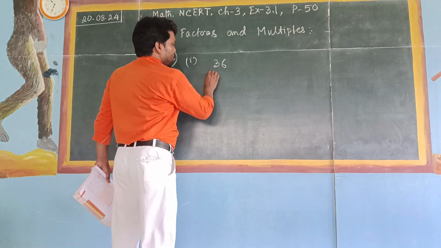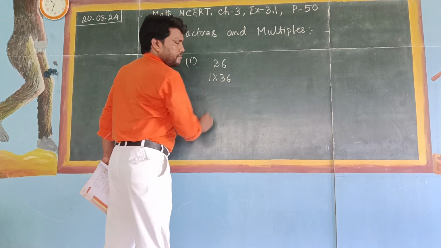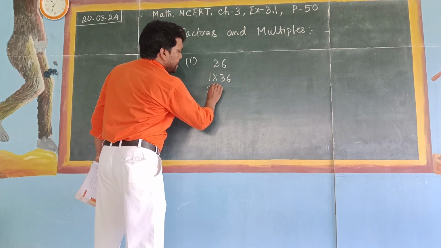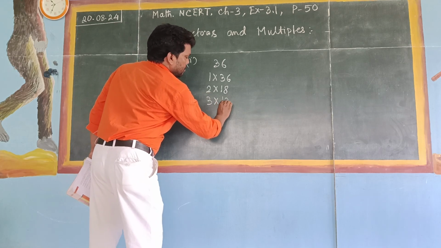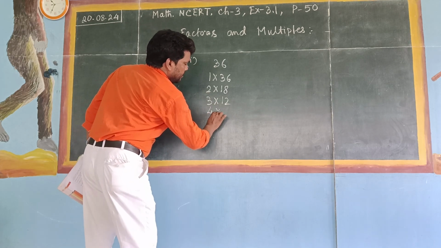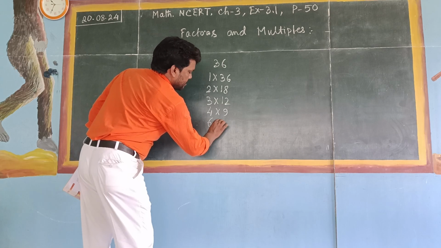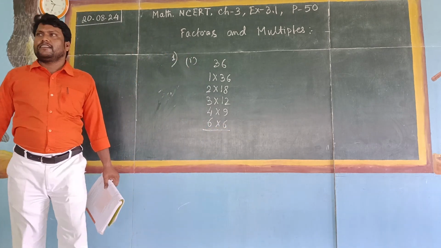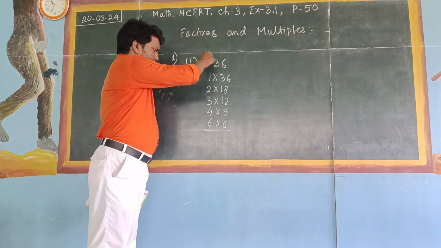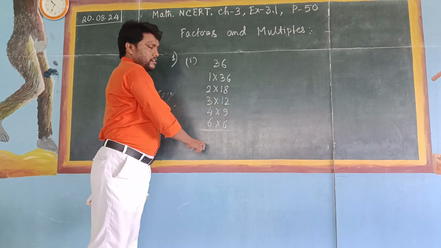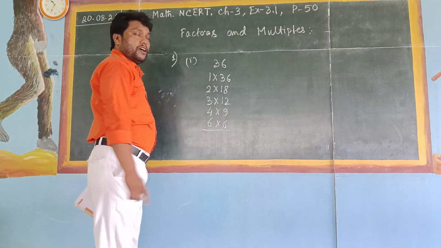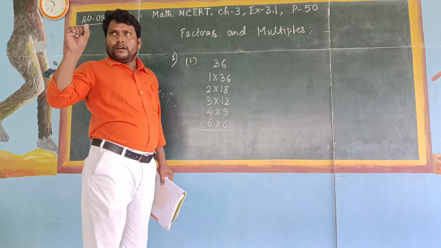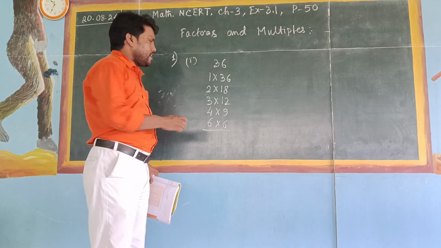At first, 1 into 36. Then 2, 18 jar. 3, 12 jar. 4, 9 jar. 6, 6 jar. If you follow this process, you can easily find the factors. Okay. Then what is the method of writing the factors?